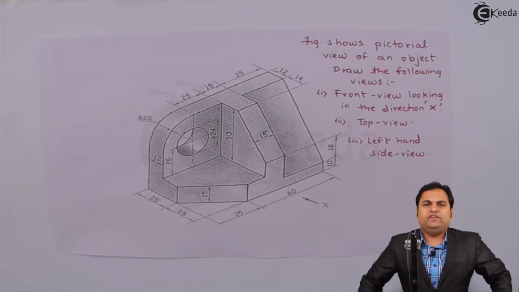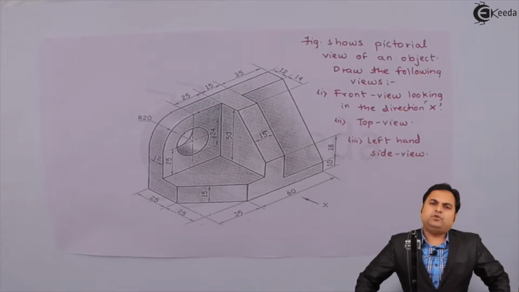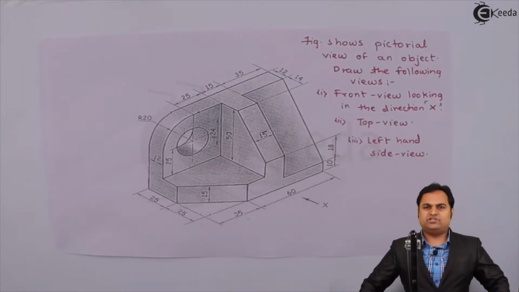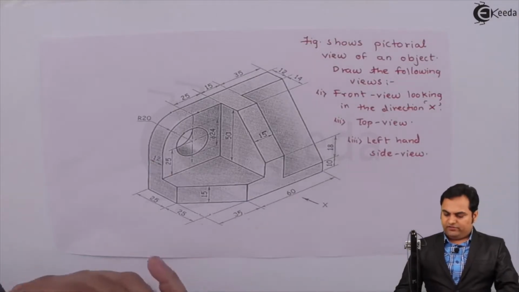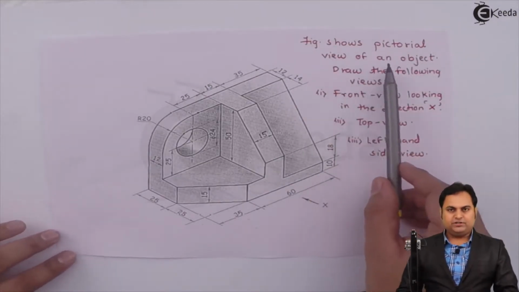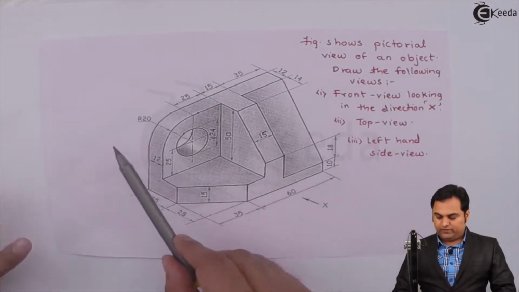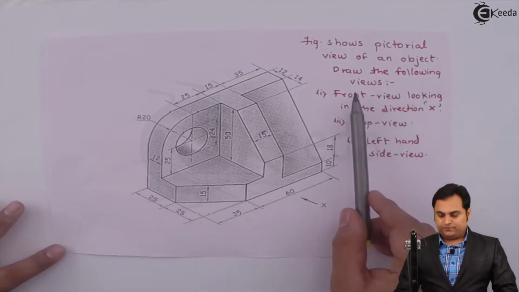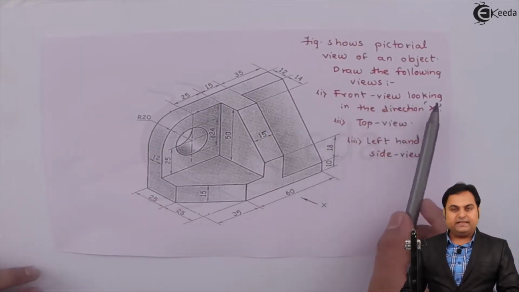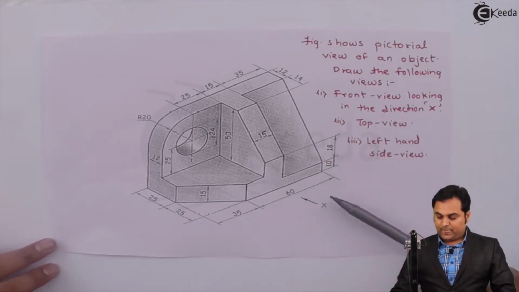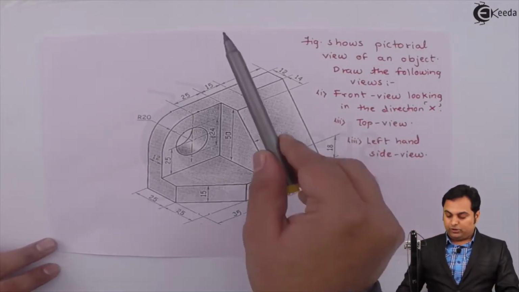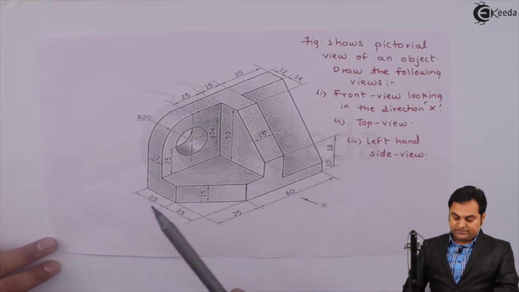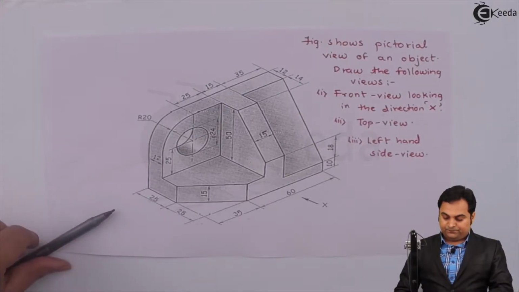Video, we are going to see a problem on orthographic projections. For that, here we have a question. It is given that the figure shows a pictorial view of an object. This is the pictorial view given. Draw the following views. Front view looking in the direction X, which is here. Top view looking from top, and left hand side view, that is in this direction towards the left.